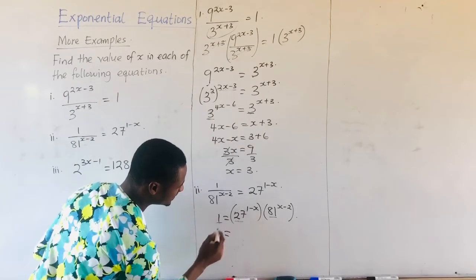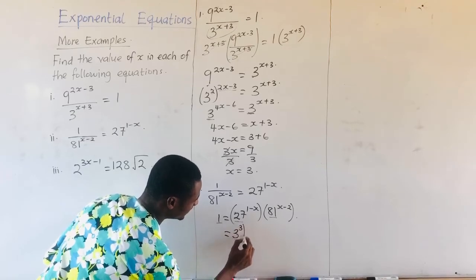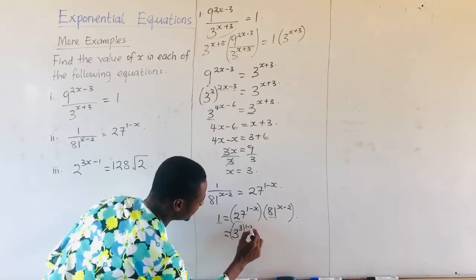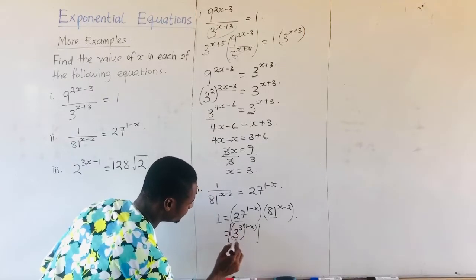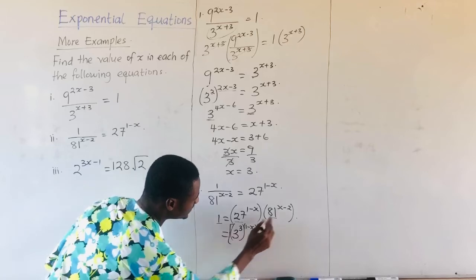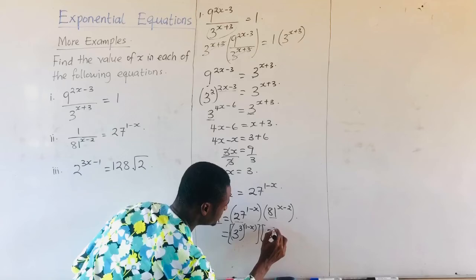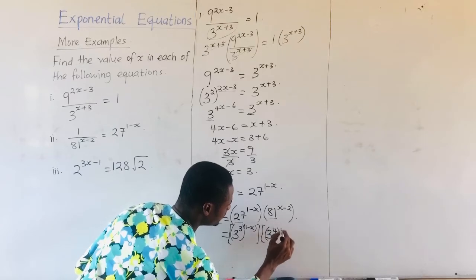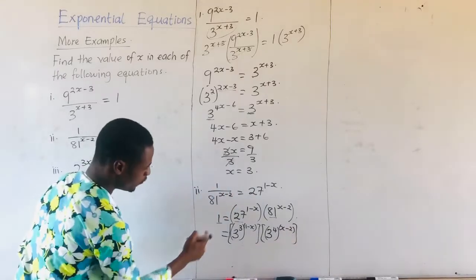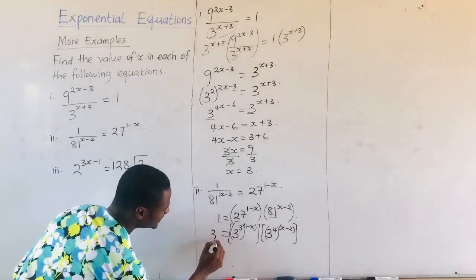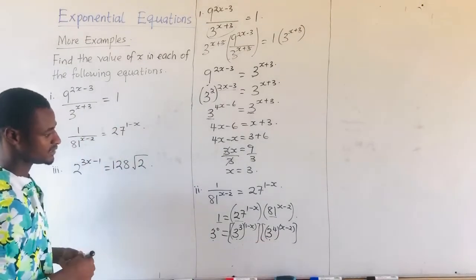27 can be written as a number in base 3 as 3 raised to the power 3. And that is all raised to the power 1 minus x times 81 can also be written as a number in base 3 as 3 raised to the power 4. And that is all raised to the power x minus 2. 1 will also be written as 3 raised to the power 0 because we want to get the same base.